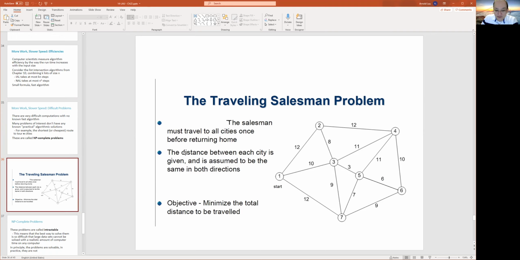So yeah, and all of these points just explain what I was just saying. Objective: minimize the total distance traveled.